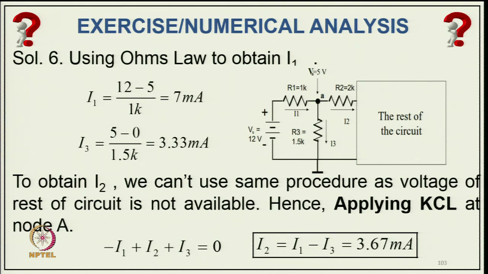To obtain I2, we cannot use the same procedure as the voltage of the rest of the circuit is not known, hence applying KCL at node A, I1 is the current entering, and the two currents I2 plus I3 are leaving. So, I2 will be I1 minus I3, that will be 3.67 milliampere, and from this we can multiply with the 2 kilo ohm resistance. So, we can find out the voltage at the input across the network. That will be 2 into 3.67, that is the voltage across the rest of the network that you can find out.